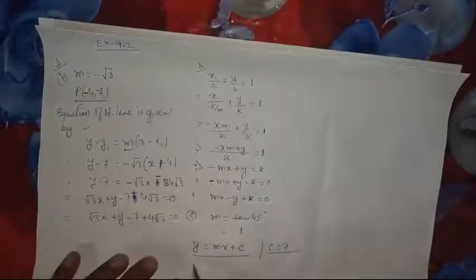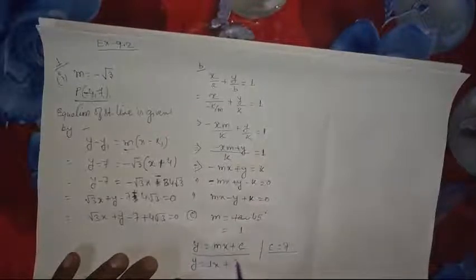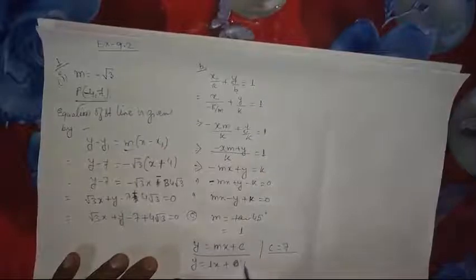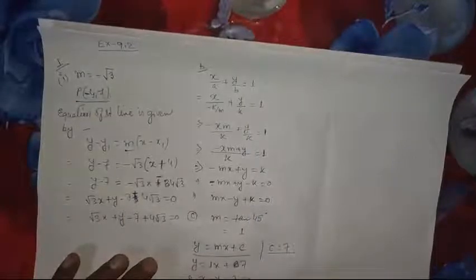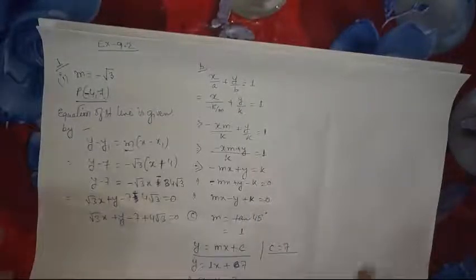Or shall I do it? I will do it on this. m is 1, so it means 1x plus c. What is c? 7, I have already told you. Now if you bring this side, it will be x minus y plus 7 equal to 0. I guess this must be clear to you.